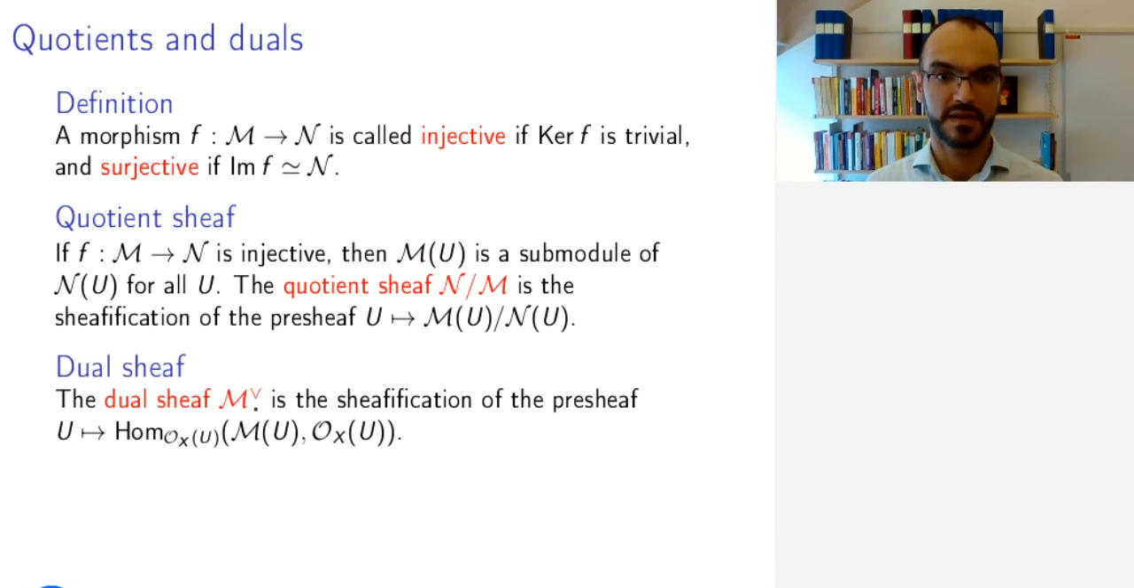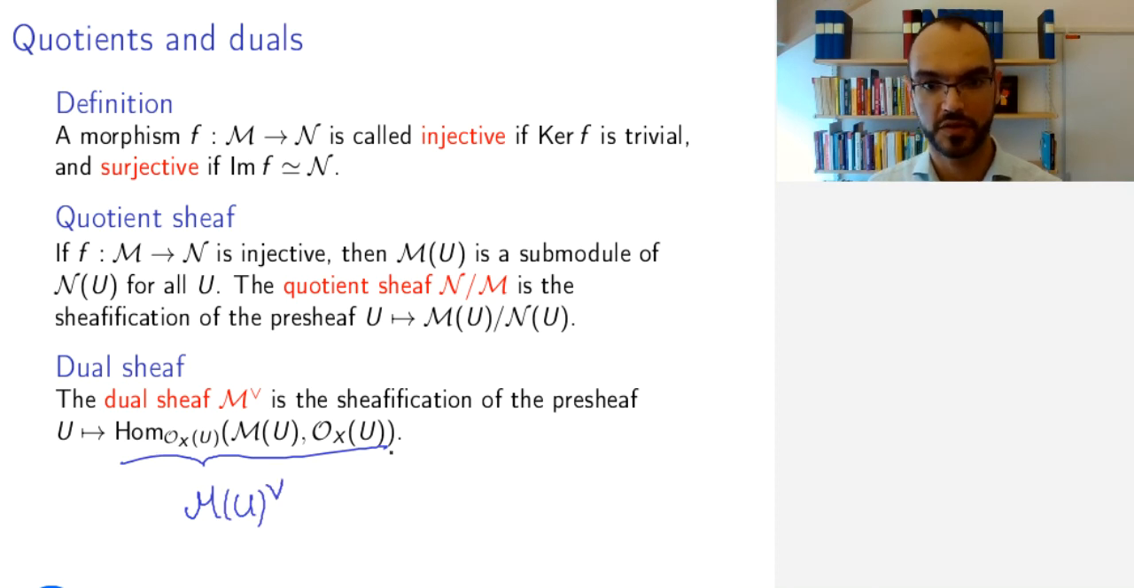And in a similar vein, we want to define the dual sheaf. So we know what the dual module is. The dual module of M of U for any given U is precisely the homomorphisms from the module to the underlying ring, or the base ring, so to speak. And so we can define the pre-sheaf that to each U maps this thing. This will in general not be a sheaf. Sheafifying, you get the dual sheaf.